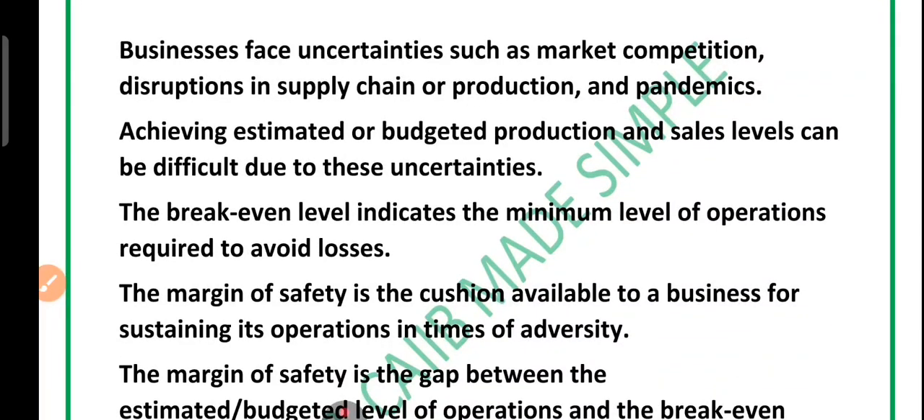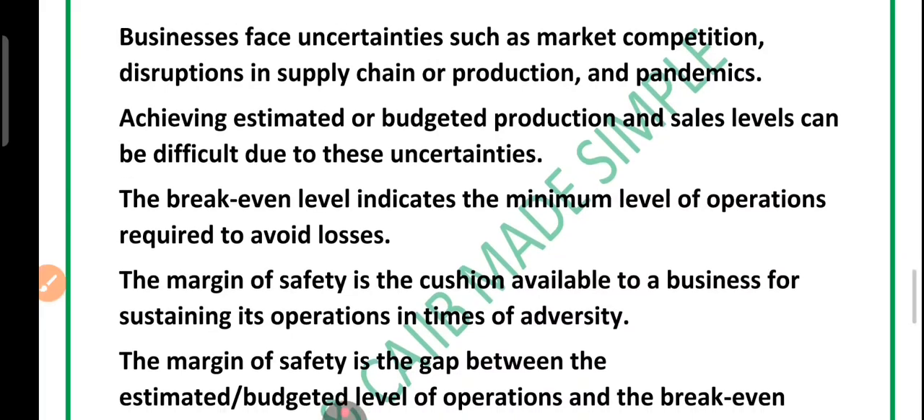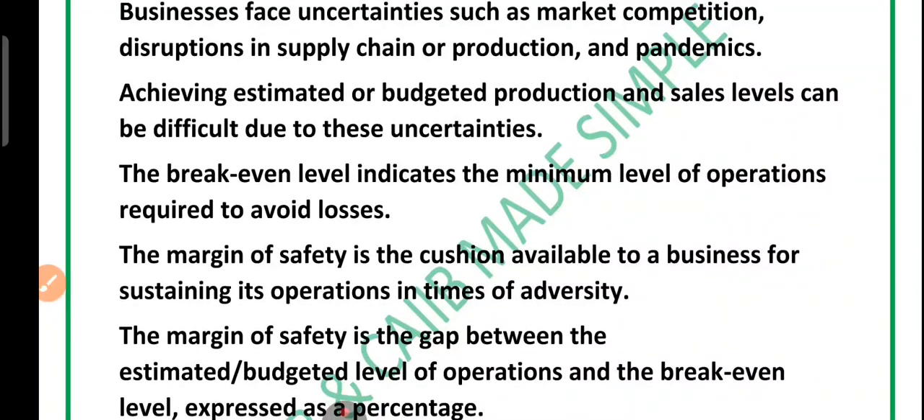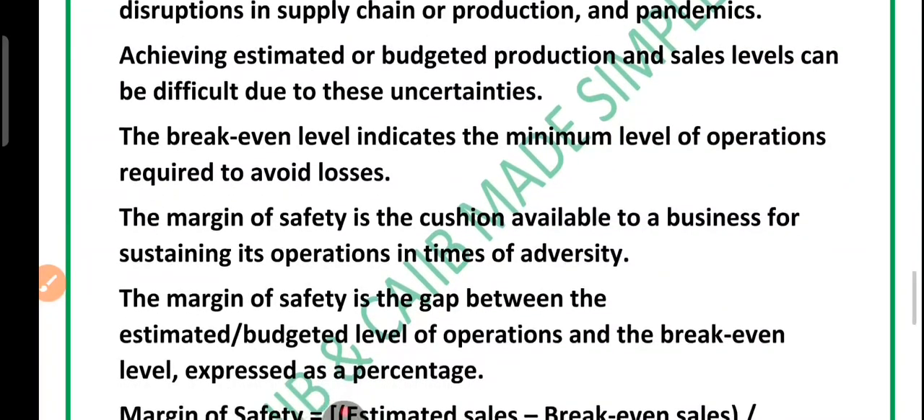Very, very important and very interesting also. Now friends, every business runs with a dream to make profit, but reality is full of uncertainties: competition increasing, raw material supply can break, or like we saw recently, even a pandemic can hit. In such a situation, it is not always easy to achieve the sale or production level that we planned in the budget. That is where two important concepts come into the picture. The first one is the break even point. Second is the margin of safety.